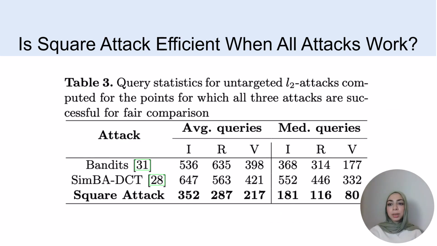Now to make sure square attack's results aren't just luck, the authors ran another test. They only looked at the cases where all attack methods were successful. So this removes any advantage from one method working more than the other. Even in this controlled setup, square attack still stood out. It needed 30 to 50% fewer queries to get the job done. This proved that its efficiency isn't just luck.